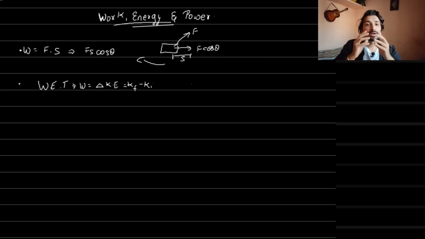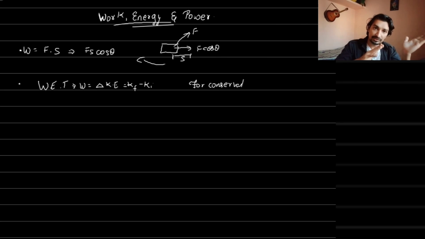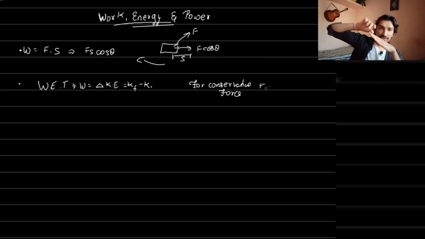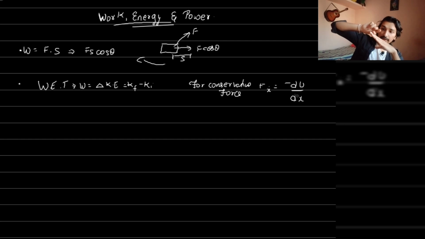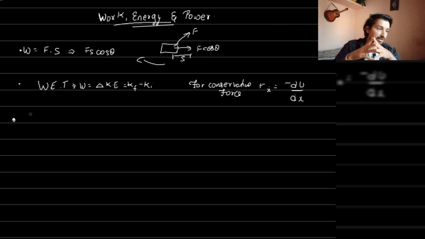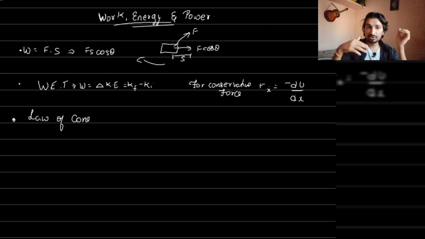Next you have something called the work energy theorem. It can be represented as WET. The work energy theorem tells you that the change in kinetic energy means kinetic energy final minus kinetic energy initial. An object rolls from here and goes to the bottom, right? So what is the change in kinetic energy? Initially, what's the kinetic energy, and what is the final kinetic energy at the bottom? And for a conservative force, Fx is equal to minus the change in potential energy with position, that is dU by dx.